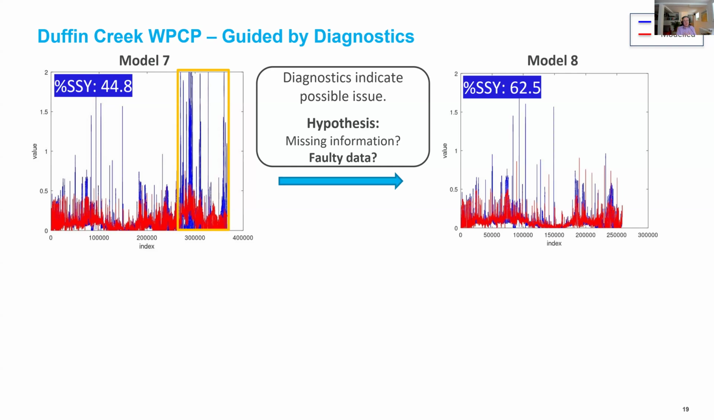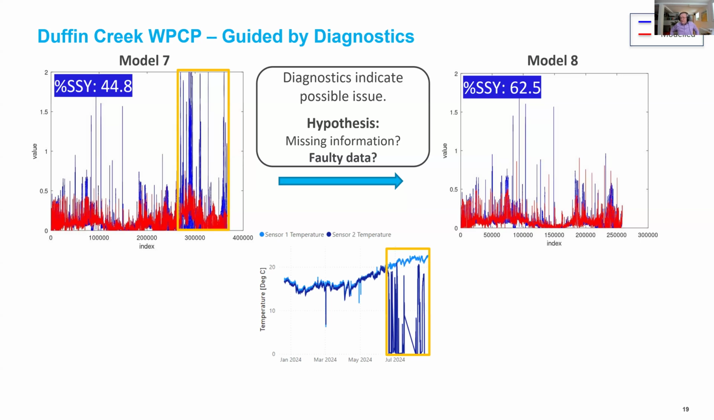Some could argue, well, if you remove all your outliers, of course the model fits perfectly. But we use that to guide our analysis, right? And what we figured out then, and that was not available to us before, is that for one of the N2O sensors, the temperature sensor failed, right? So the light blue one is the temperature of the first sensor, and the dark blue one was of the second N2O sensor. These things happen, right?